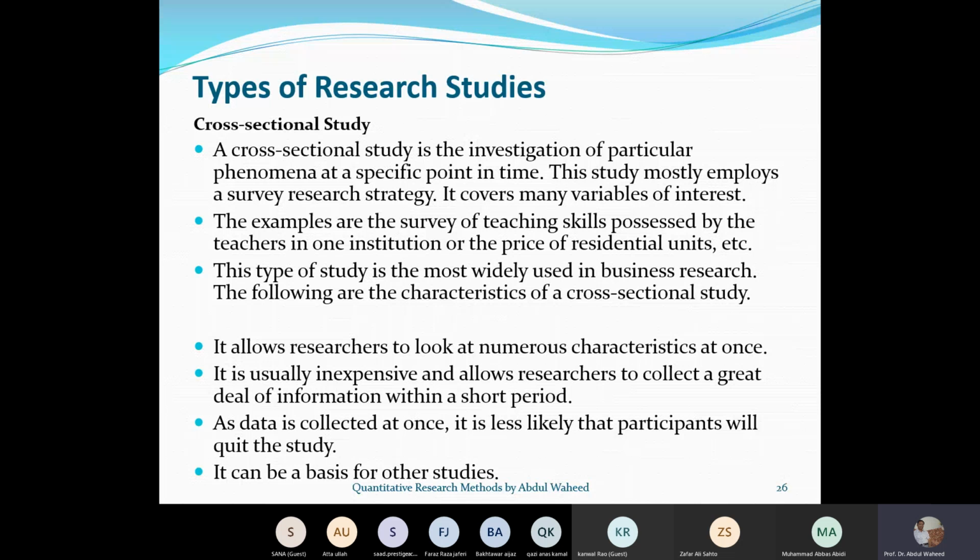Normally we do survey, no? So इस किस्म की study में we conduct a survey and we get information within a very short period of time, and data is collected at once, and it is less likely that participant will quit the study. So missing data इसमें within questionnaire तो possible है, लेकिन एक पार्टिसिपेंट ने क्विट किया तो आप प्रॉब्लम में आ गए, ऐसा नहीं होगा. एक पार्टिसिपेंट क्विट कर रहा है, एक अगर आपको विलिंग नहीं है तो दूसरा आपको मिल जाएगा.